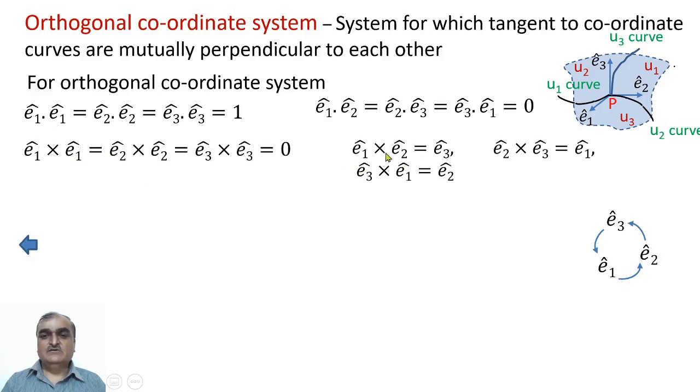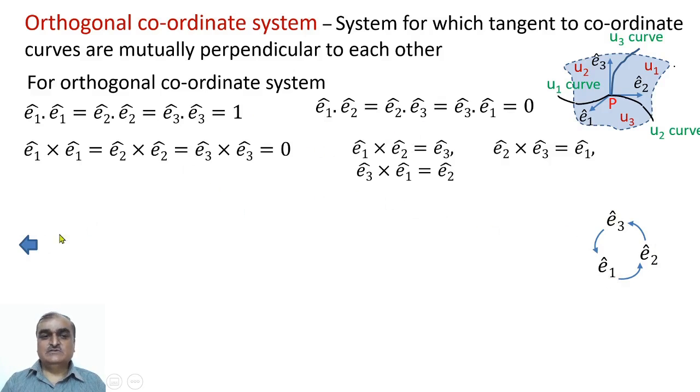And according to right hand rule, E1 cross E2 is equal to E3, E2 cross E3 is equal to E1, and E3 cross E1 is equal to E2. If we take in clockwise direction, then E1 cross E3 is equal to minus E2, E3 cross E2 is equal to minus E1 and E2 cross E1 is equal to minus E3.